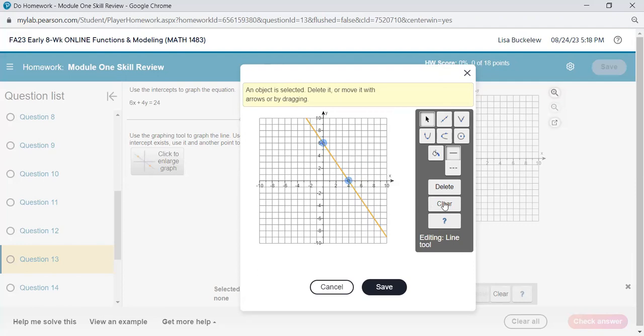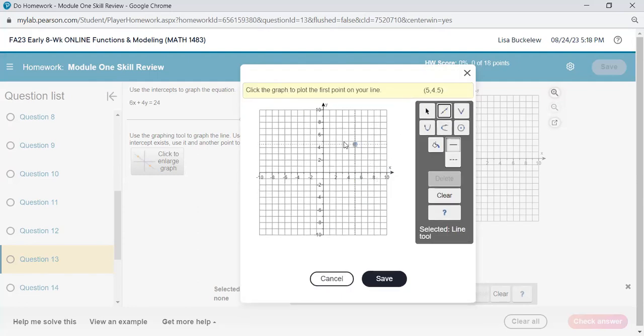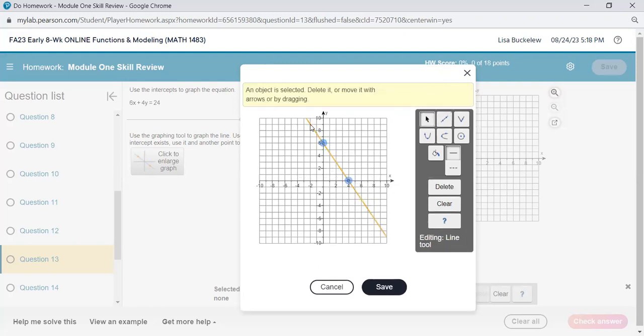Okay, if you mess it up, you can always come over here and hit clear, and then try it again. So I'm going to do a line. I'll do the y-intercept first at 6. And I'll do the other one at 4. Make sure it's at 4. There we go.